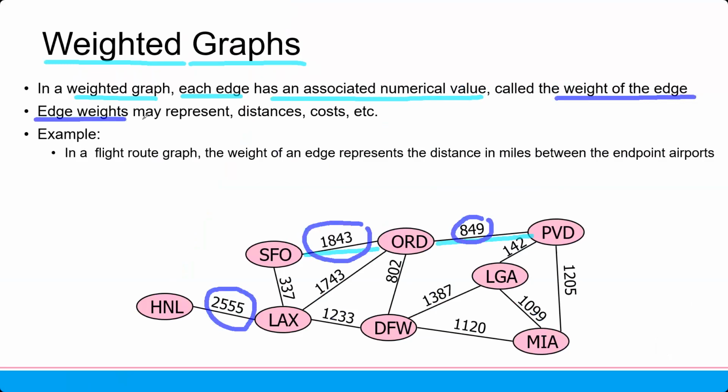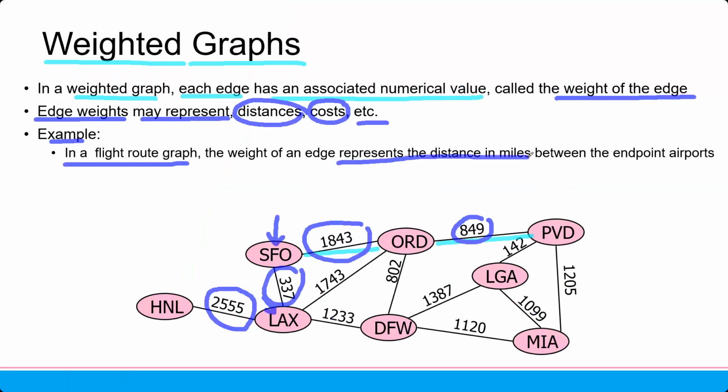Each weight may represent distance or cost or anything. So for example, in the flight route graph, if you already know, this is a flight route. This is from San Francisco to Los Angeles. Then this might represent the distance in miles. So I can know the distance from San Francisco to Los Angeles is 337 miles.